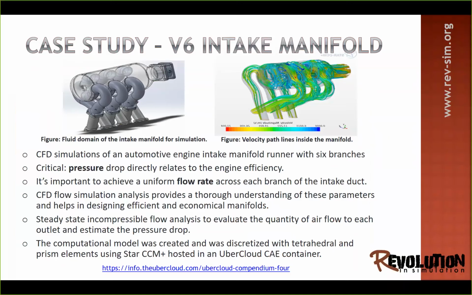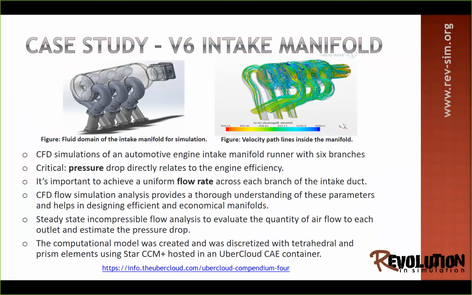Yeah, thank you, Bob. So this case study is about the intake manifold of an automotive engine, which is a critical system, as careful design of this component for pressure drop directly relates to the engine's efficiency. In a V6 manifold, it is also important to achieve a uniform flow rate across each of the branches of the intake duct. The flow analysis in this case study using CFD simulation software provides a thorough understanding of these parameters and helps in designing efficient and economical manifolds.